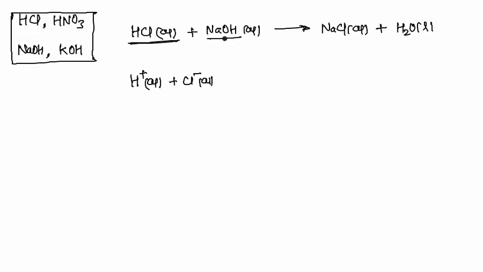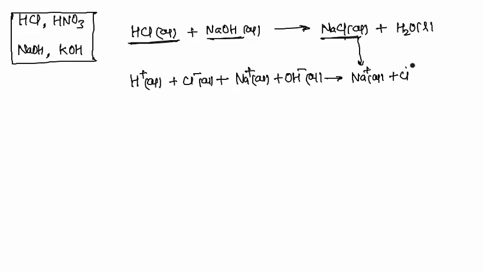Again, it is a strong base, and it will completely dissociate into Na plus aqueous plus OH minus aqueous. And you know the salt is also a strong electrolyte, which means it will dissociate completely, like this: Na plus aqueous plus Cl minus aqueous, and this is your water. So when you see this reaction, you can see that these Na plus and Cl minus ions are present as they are.